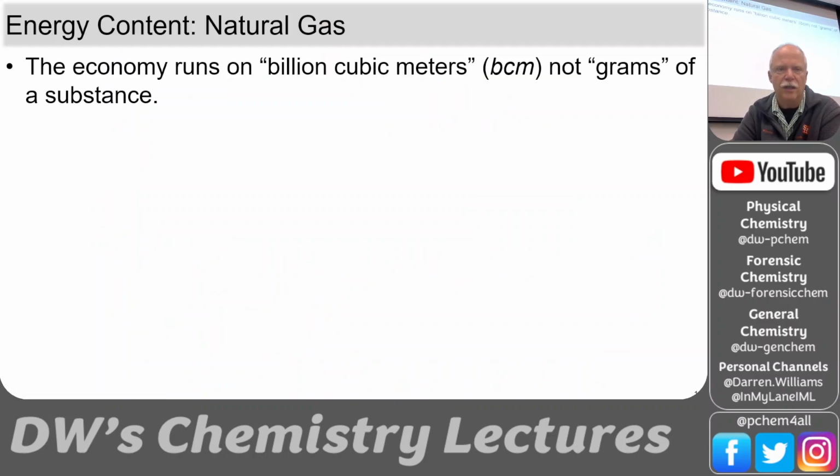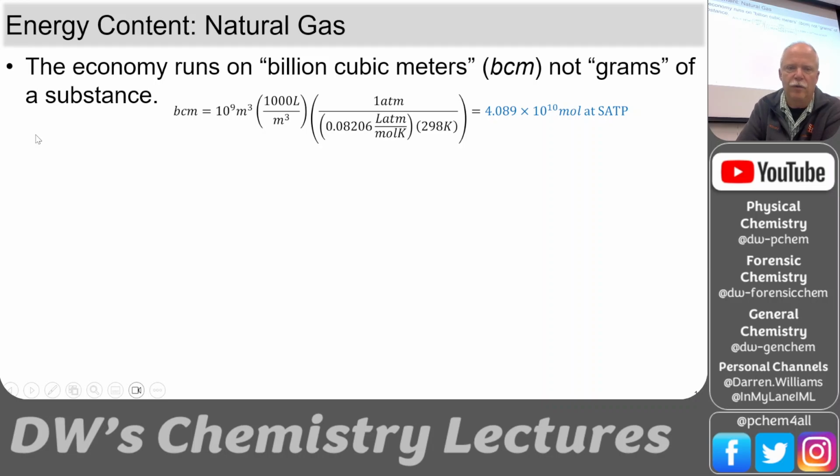Okay, so let's look at natural gas. The economy runs on billion cubic meters, not grams of a substance. And so let's convert that over to number of moles. So a billion cubic meters, this should be simple for you guys to do. 10 to the 9 meters cubed. There's 1,000 liters per meter cubed, and we could use the ideal gas constant to get to moles. So we've got liters canceling here. Let's see what it is at 1 atmosphere. And then we've got 298 Kelvin because we're at SATP, standard ambient temperature and pressure. So the kelvins are gone. And so we end up with 4 times 10 to the 10 moles for a billion cubic meters.